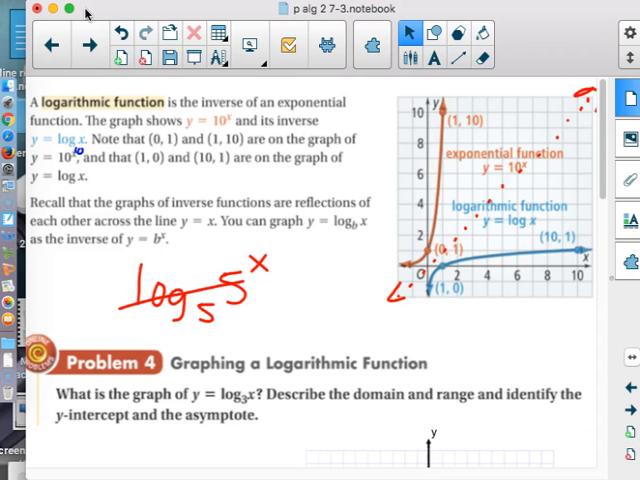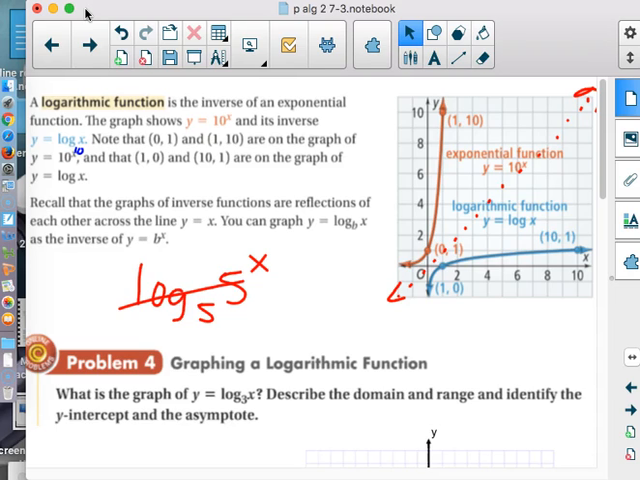If you have the point 0, 1, which we had in the red, it becomes 1, 0. Well, that's not new. We've done that with inverses all along. That's not the new piece. But we'll see as we work through this how things are just so perfectly opposite. It says 1, 0 and 10, 1 are on the graph of y equals the logarithm of x because 0, 1 was on this graph and 1, 10 was on this graph. So you just flip the x's and the y's. Recall that the graphs of inverse functions are reflections of each other across the line y equals x. You can graph y equals the logarithm base b of x as the inverse of y equals b to the x. And that's what we want to do today.